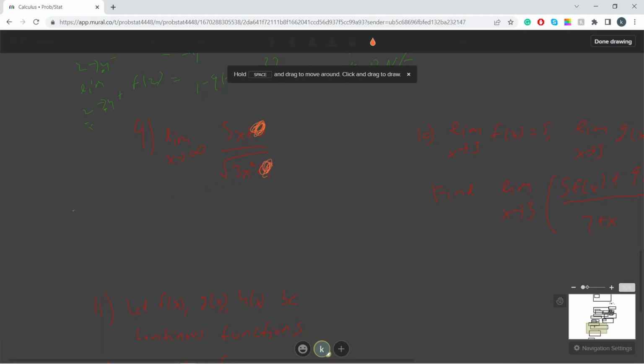So this is the problem we're trying to solve, right? The limit as x approaches infinity of 5x over the square root of 3x squared. And if we can make an algebraic simplification, this is just 5x over x root 3. And note in this case, since x is approaching positive infinity, we can assume that x is going to be a large positive number. But at the end of the day, the x's here cancel out, and we approach 5 over root 3.